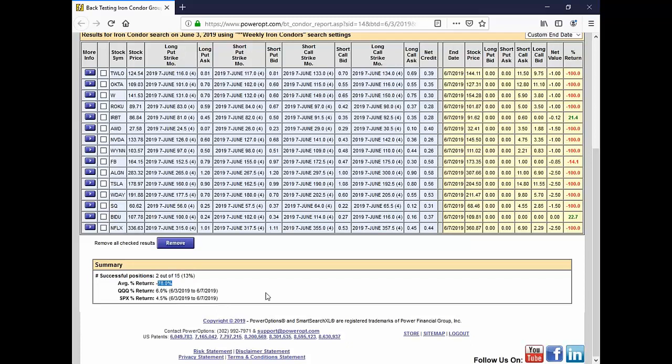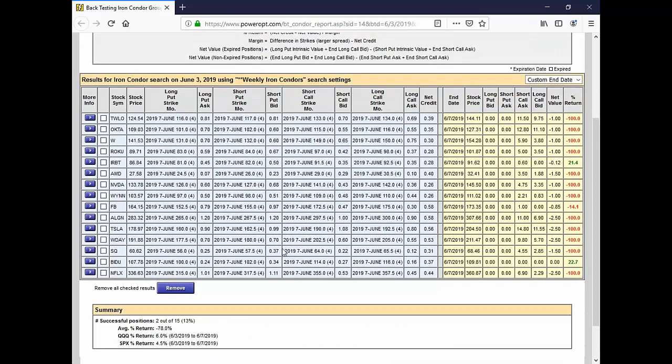Average return was a loss of 78%. We can't take that, and we know it. Even if I only allocated 15% of my portfolio to Iron Condors, I'm down 78% of that monetary amount, so down probably 13% of my portfolio. That's a hard thing to swallow. QQQ and SPX moved up 6 and 4.5%.